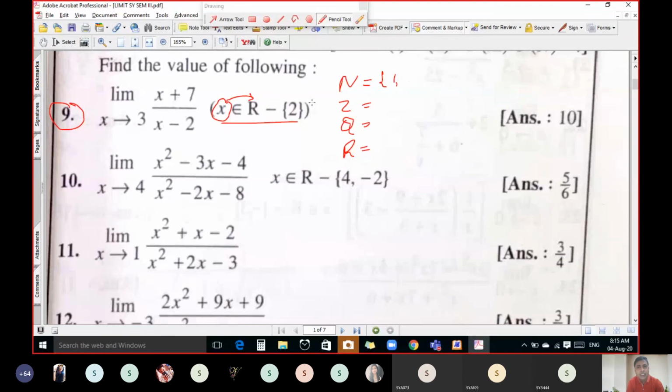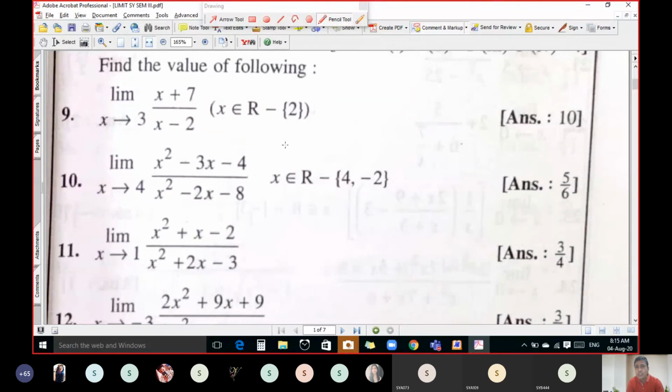We know that R is a set of real numbers. So x belongs to R minus this means x can take any value in R except 2. Our x will take any number except this 2. Why? The reason is if x is 2, we get 2 minus 2, which becomes 0. And if we have 0 in the denominator, either we have an infinite answer or 0 by 0, meaning a meaningless answer. So this condition is given.